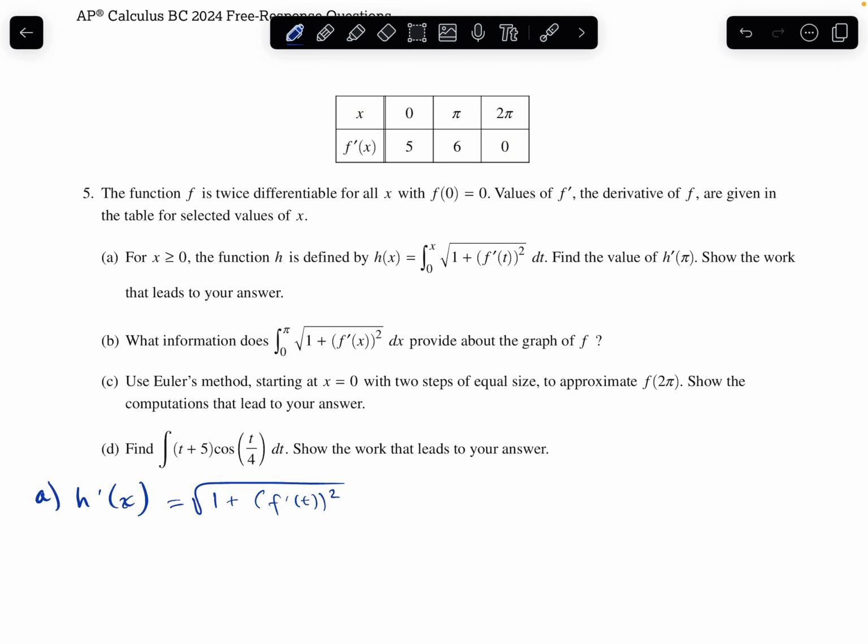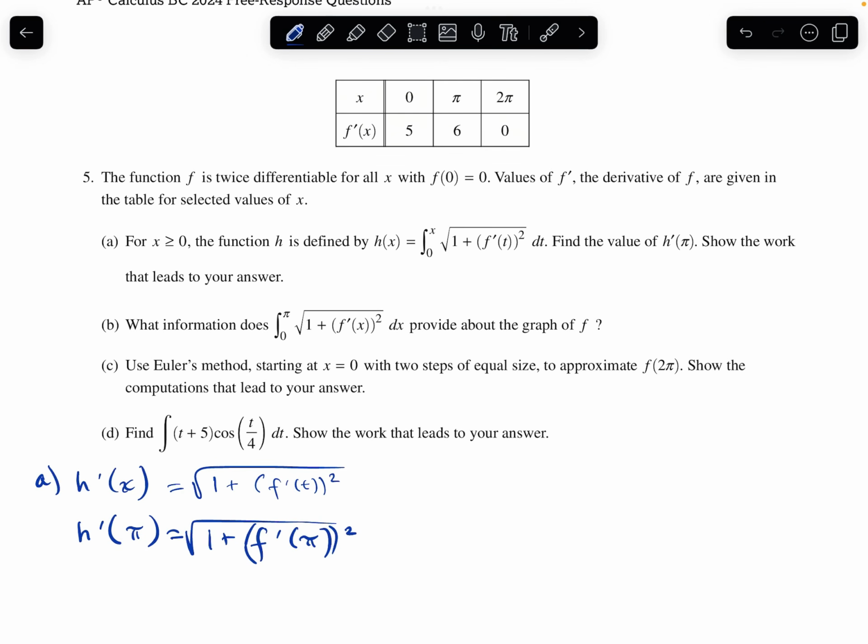So if we're trying to find h prime of pi, that's just that function evaluated at pi. So f prime of pi squared. I'll put all of this in parentheses. Let me write that a little bit more neatly. Okay, and this is where the table comes in. We're going to look at our table. What is f prime of pi? Well, we're told that it is 6 right over there. So we're just going to plug that in.